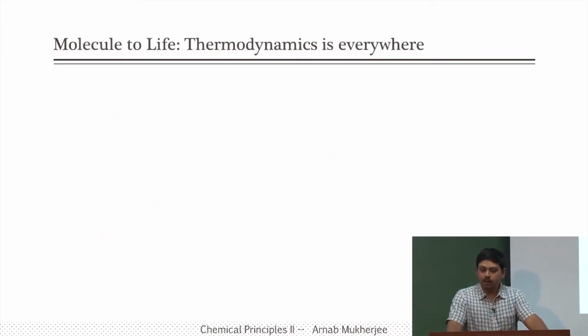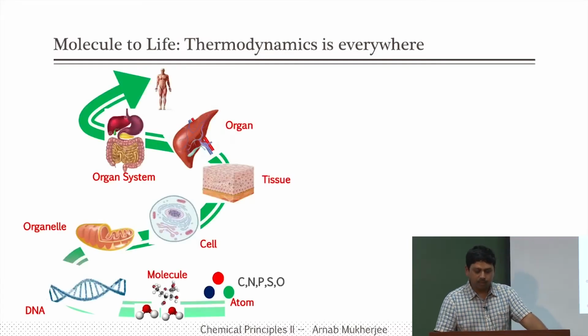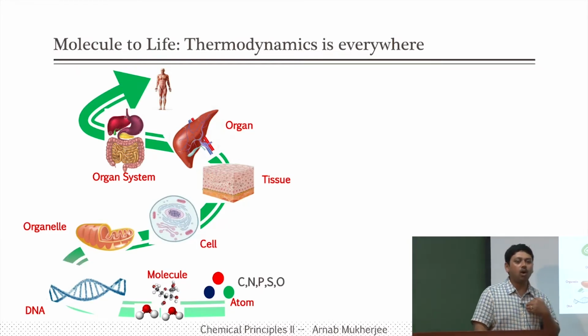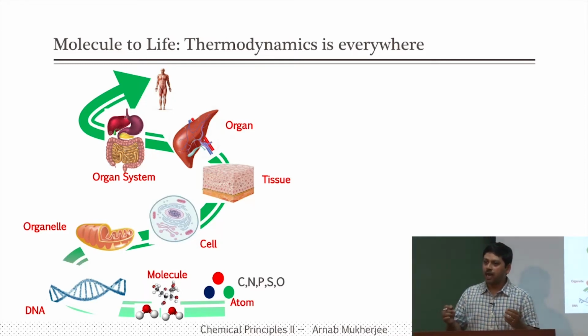Now let us talk about molecules of life. Thermodynamics is everywhere. So let us talk about atoms. We know that common atoms like carbon, nitrogen, phosphorus, sulfur, oxygen combine to form molecules, right. Those molecules combine to form supramolecules like DNA. Those supramolecules assemble together and form organelles. Those organelles are present in the cell. That cell gives tissue, then organs, organ systems and the human being. So ultimately we are all made of those atoms and molecules.